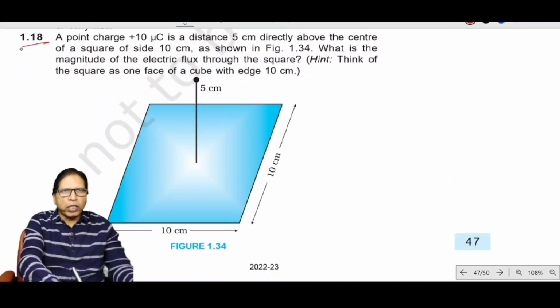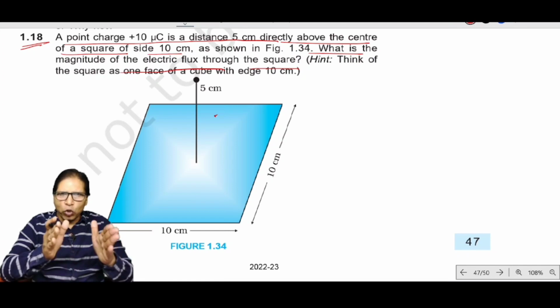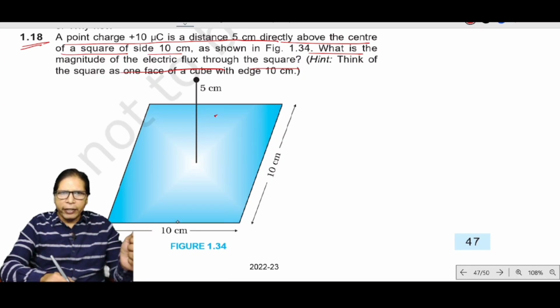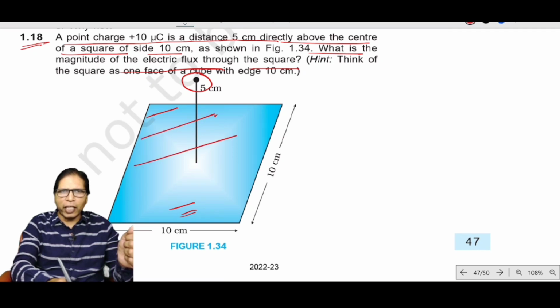Okay. Now question 1.18. A point charge of 10 microcoulomb is at a distance of 5 centimeter directly above the center of a square of side 10 centimeter, as shown in the figure. What is the magnitude of the electric flux through the square? If a cube is completed, taking this square as the base, the charge will be at the center of the cube. So the flux through this surface is 1/6 of q by epsilon naught.